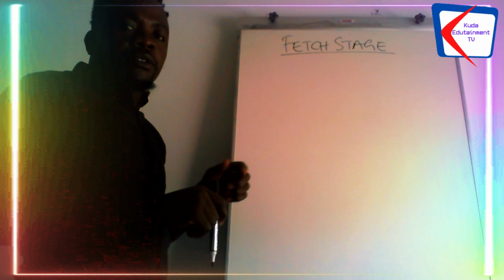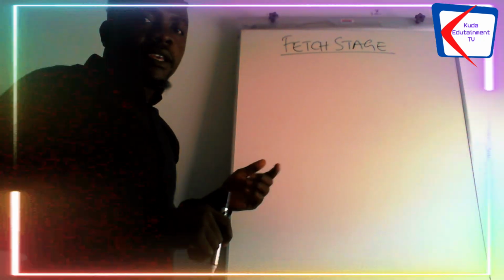So let me demonstrate through a diagram what happens at the fetch stage. There are several registers that we have. We have the program counter, the memory data register, the memory address register, the current instruction register, as well as the control unit. So let us see how these several components are interlinked for them to properly execute the fetch stage of the FDE cycle. Now let me show you what happens at the fetch stage using a simple diagram.